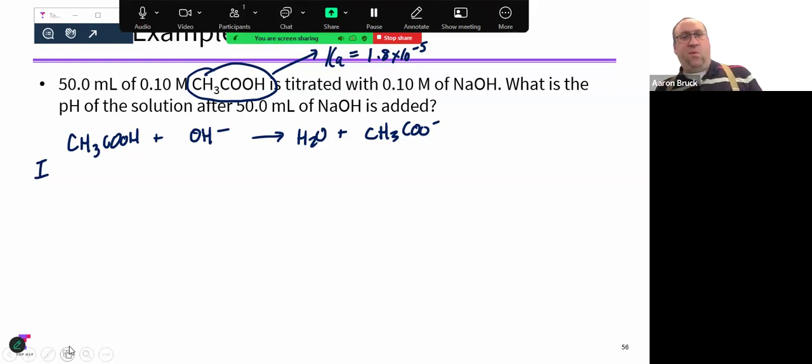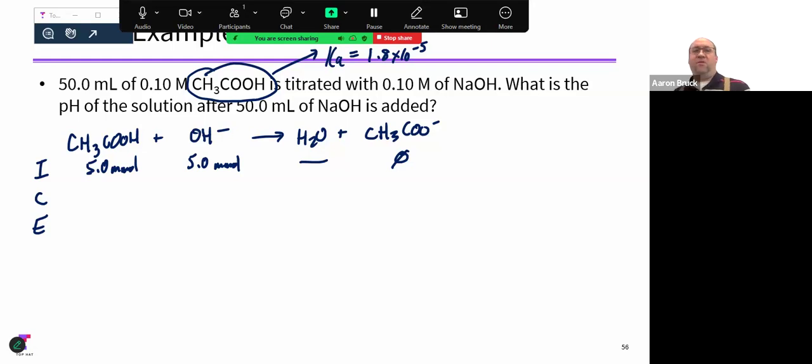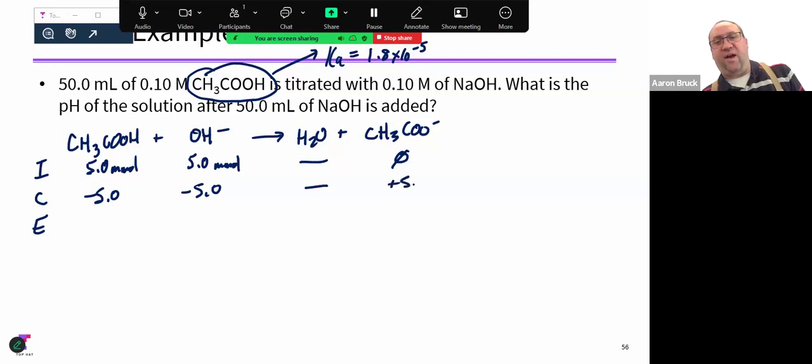50 milliliters times 0.10, that's 5.0 millimoles. Okay, I think we can see where we're going here. So right away, I recognize I have equal molar amounts of the acid and the titrating base. Limiting reactant tells me I'm going to lose 5 of each of the reactants, gain 5 of the product.